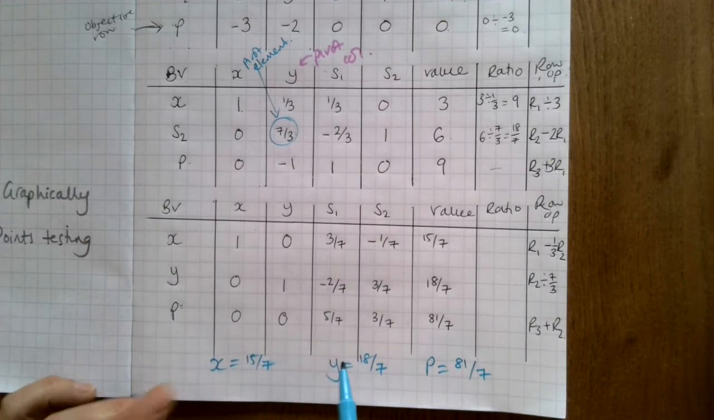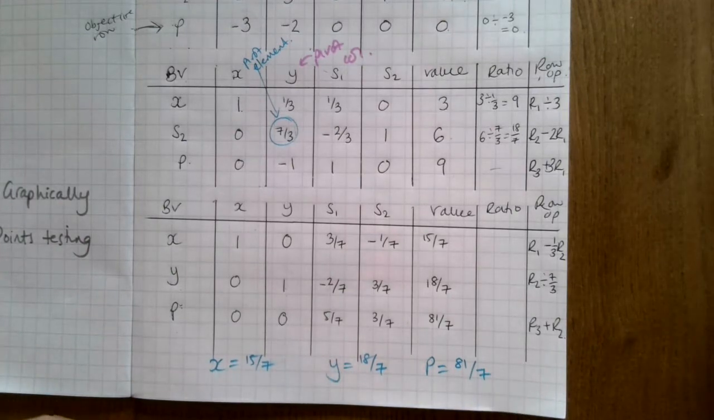Now, if this was a wordy question where x and y were actual things, it's really important that you interpret it properly and say we'd need whatever of this, whatever of this, and the overall profit would be this or something like that. But as this was just a numbery question, we don't need to do that. So I'm just going to go back to the graph just so that we can see what's happened.